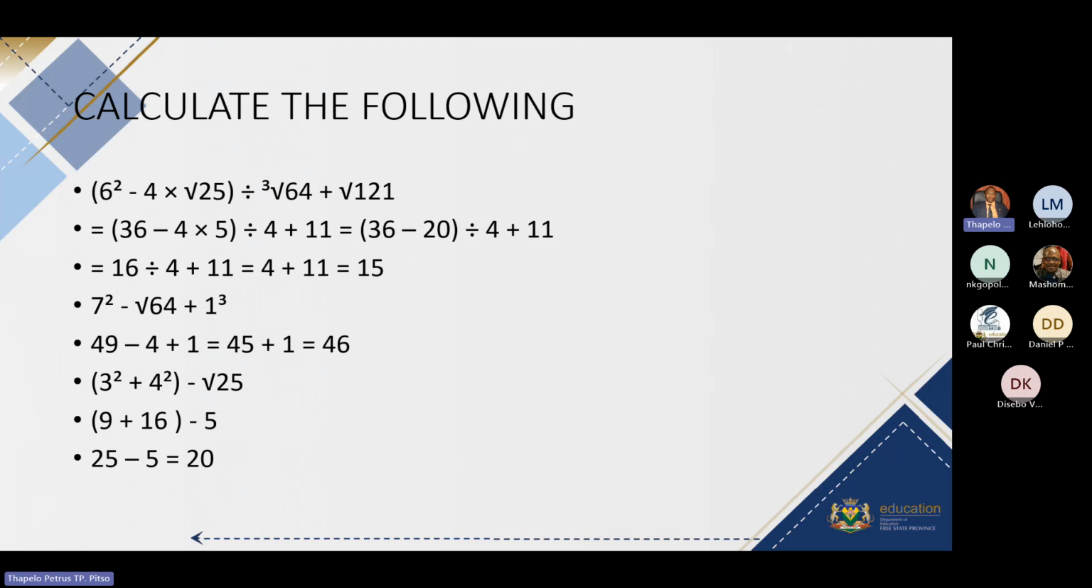Then, still in the bracket, we still have to deal with what is in the bracket. Hence, we'll say 36 minus 20 is 16, divided by 4, plus 11. You can't say 4 plus 11. Remember BODMAS, 16 divided by 4 gives you 4, plus 11 is 15.